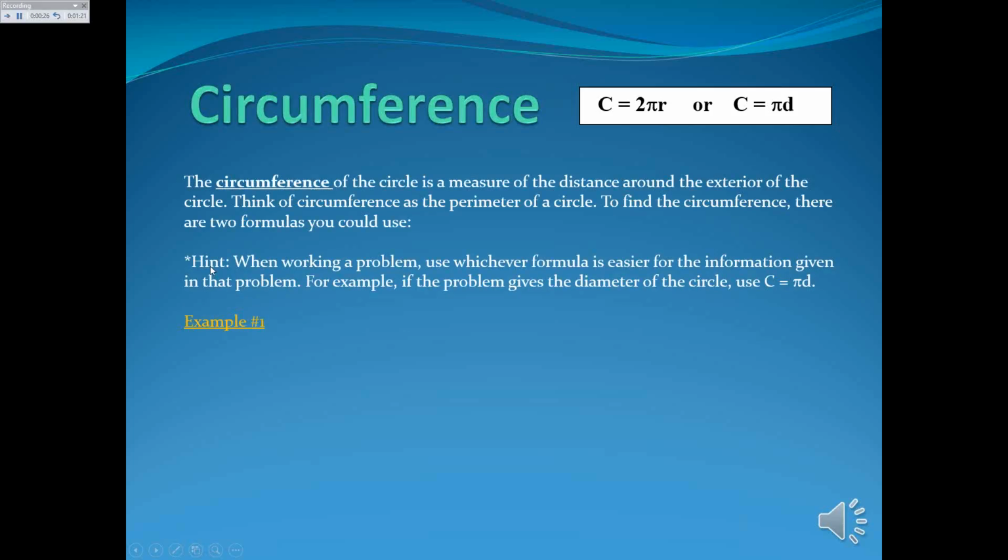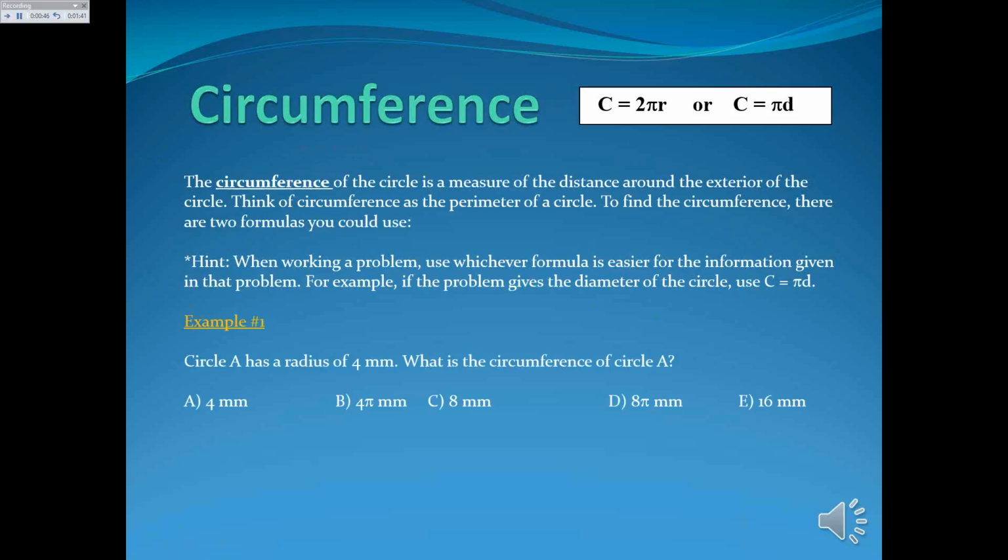So here's a hint. When working a problem, use whichever formula is easier for the information given in that problem. For example, if the problem gives the diameter of this circle, you would want to use pi d. If it's talking about the radius, then you could use 2 pi r. Of course, you can always convert either way you want.